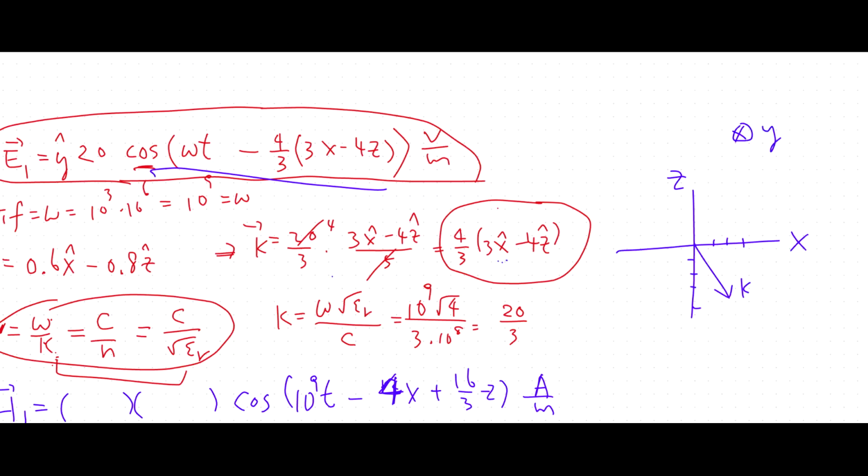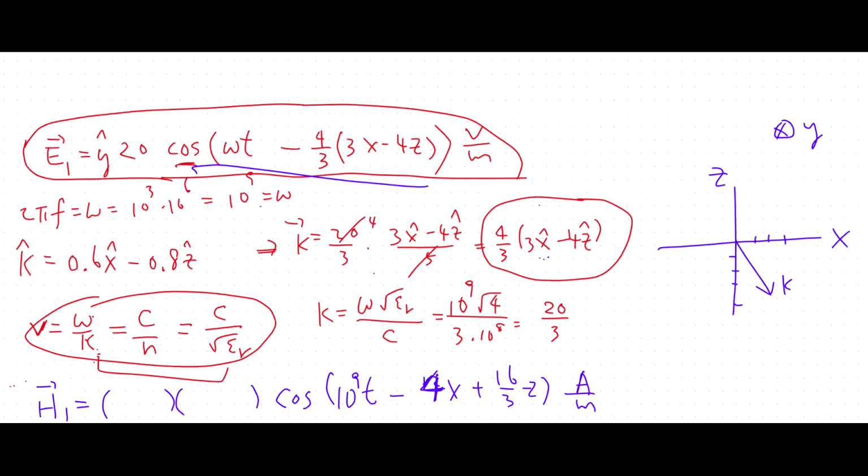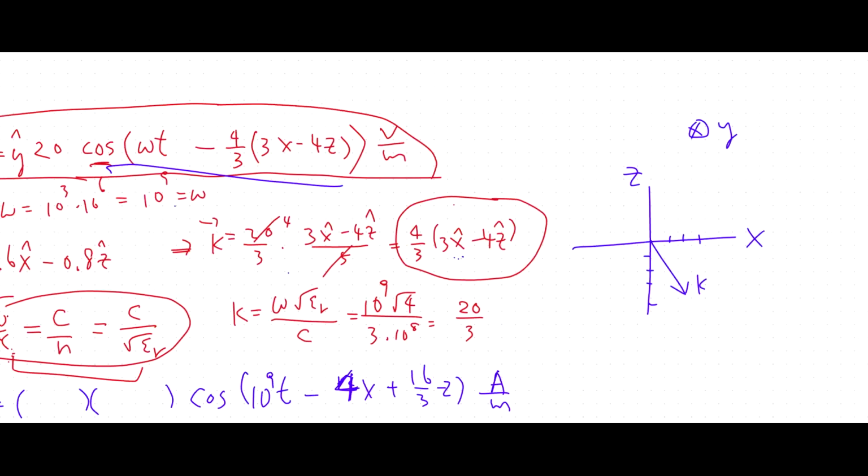And my E field is along E1. It's along the y direction, right? And we say y is into the page. So that means, let me draw this, that means my E1 is into the page.